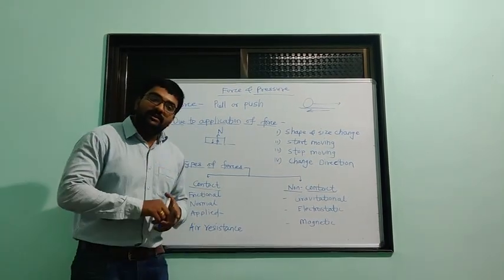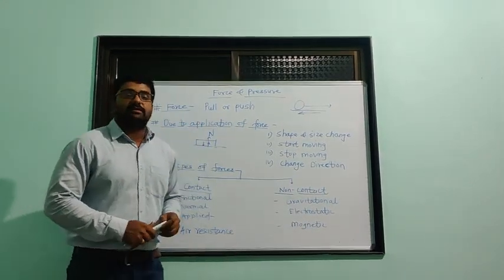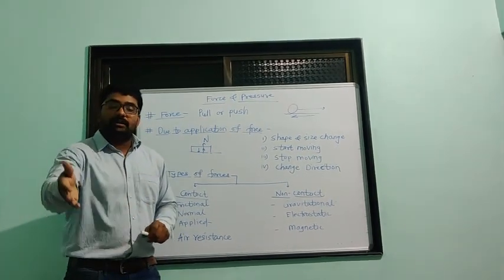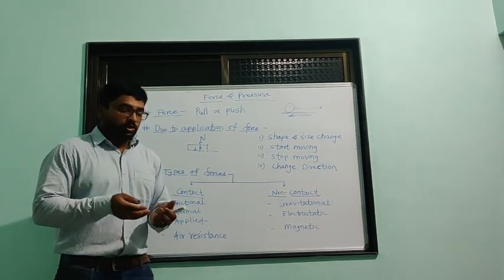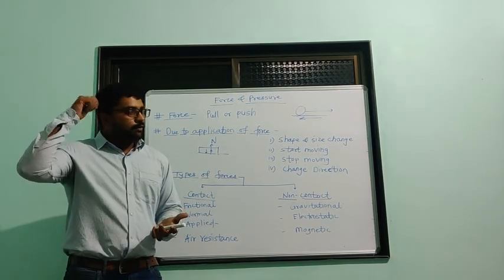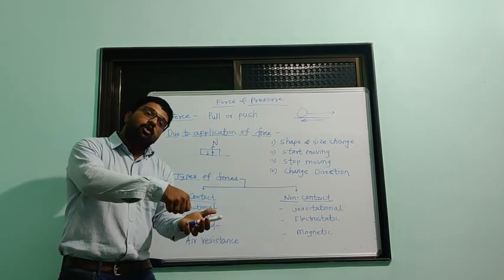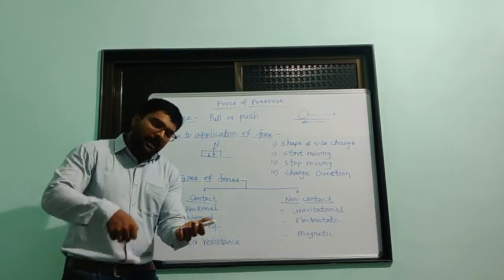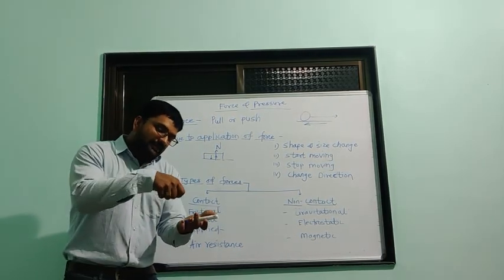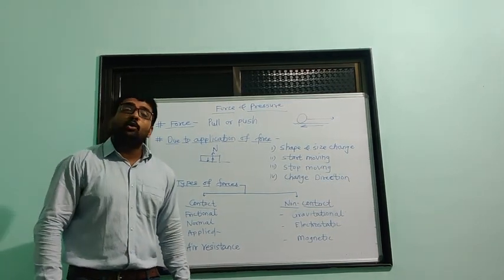Electrostatics. Statics means what? Stationary charges. Consider a very simple example given in our book. If you take small pieces of paper and take one comb, and rub that comb on our hair and go near the small pieces of paper, then the pieces get attracted towards the comb. You can do this experiment at home also.